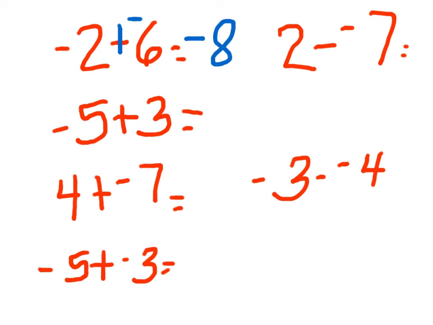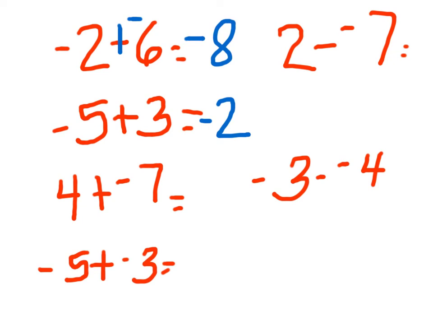Taking a look at the next example, we're already adding, so we need to see we have a negative and we have a positive. There's no negative in front of it, so that means we need to subtract our numbers. 5 minus 3, which is 2, and we have to take the sign of the larger number. 5 is larger than 3, so it's going to be negative 2.